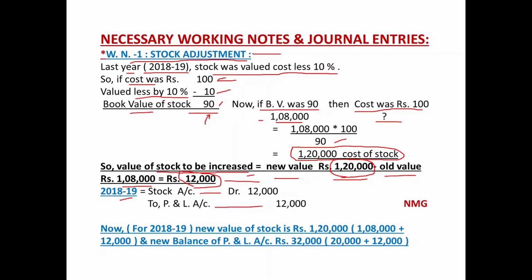So to profit and loss account credited 12,000, because you have increased the valuation of the closing stock of the last year by 12,000, and if you increase the value of the closing stock, other figures remain as they are. So obviously direct cascading impact would come on the balance of profit and loss account, and it will also get increased by rupees 12,000. That is why profit and loss account credited rupees 12,000.